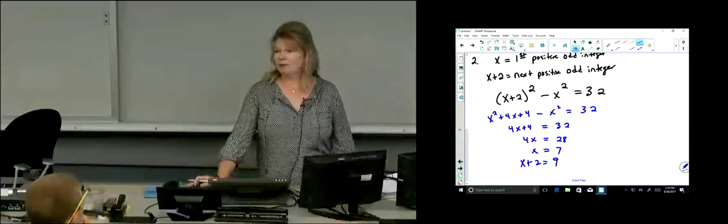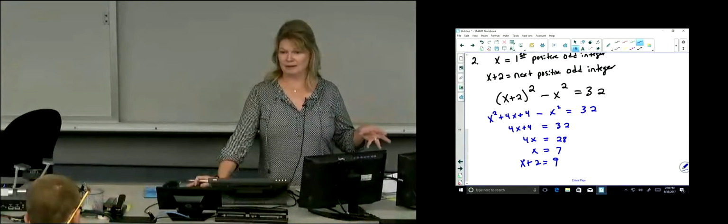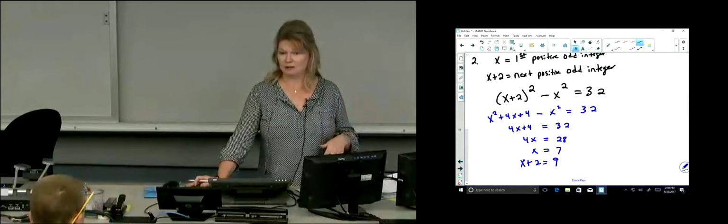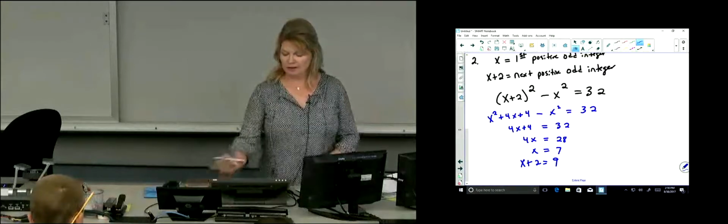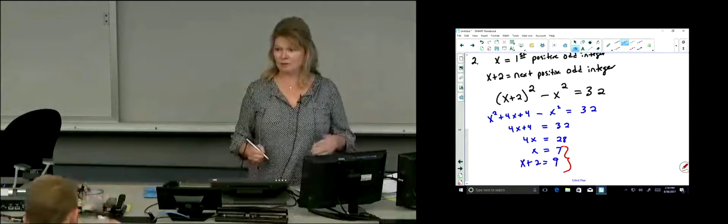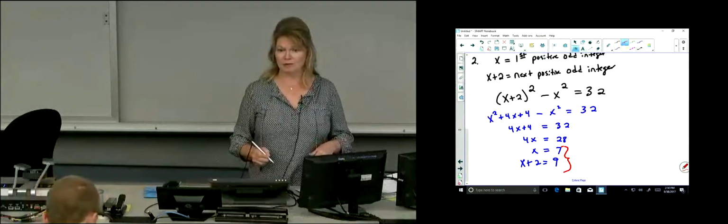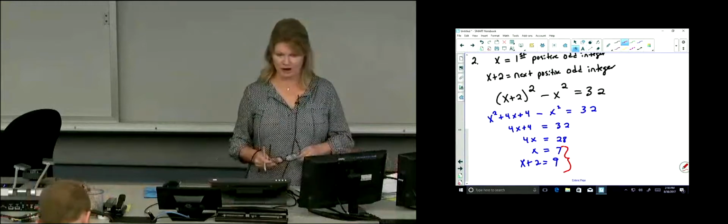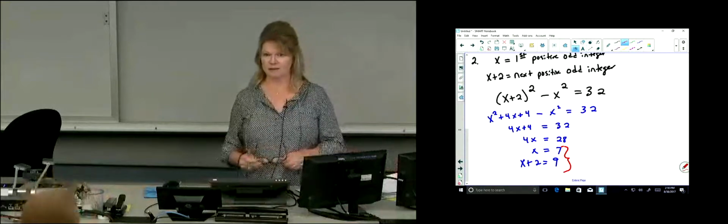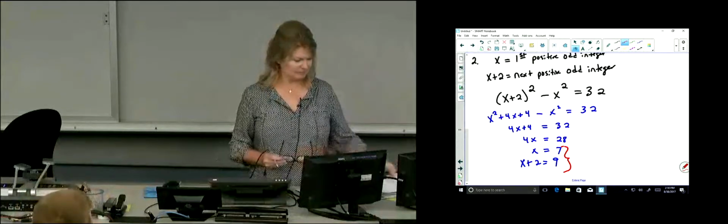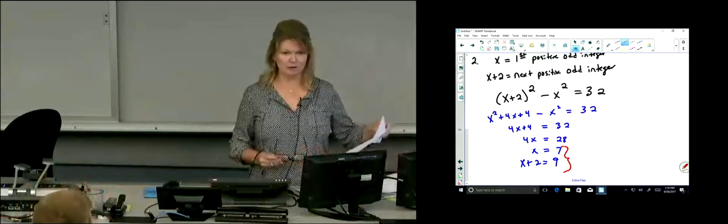So if you FOILed correctly in the beginning, they were nice to you. They actually eliminated the fact that you had a quadratic here because your x squares canceled out. And once you find out that x is equal to 7, then you need to make sure that you find the corresponding other value that you needed, which was x plus 2, which is 9. So the 2 positive odd integers are 7 and 9. Okay. Any questions about number 1 or number 2?